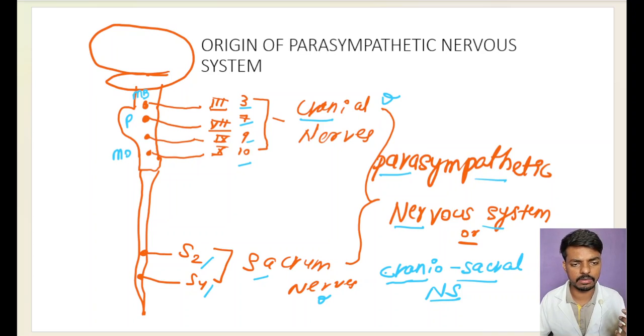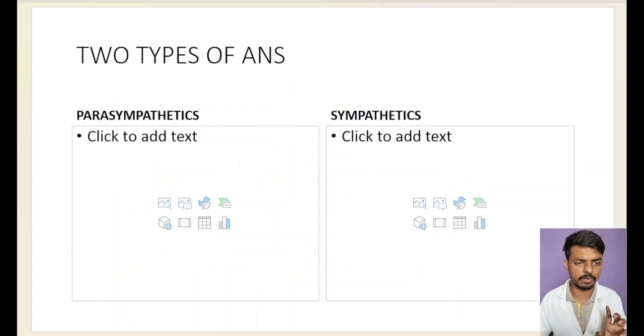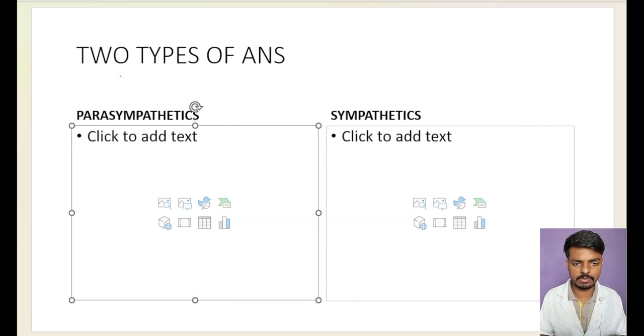While studying the parasympathetic nervous system, we'll study that our preganglionic nerve is long and postganglionic nerve is short. And while studying the sympathetic nervous system, very importantly, preganglionic nerve is short and postganglionic nerve is long. That is the important point. So here we will discuss the two types of the autonomic nervous system in short. See, these are the two types of the autonomic nervous system: the parasympathetic nervous system and the sympathetic nervous system.